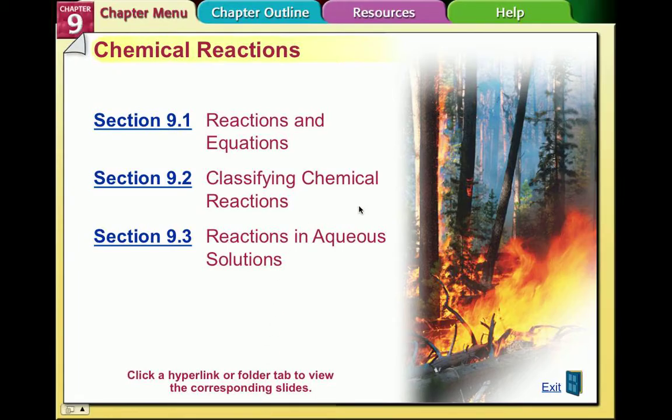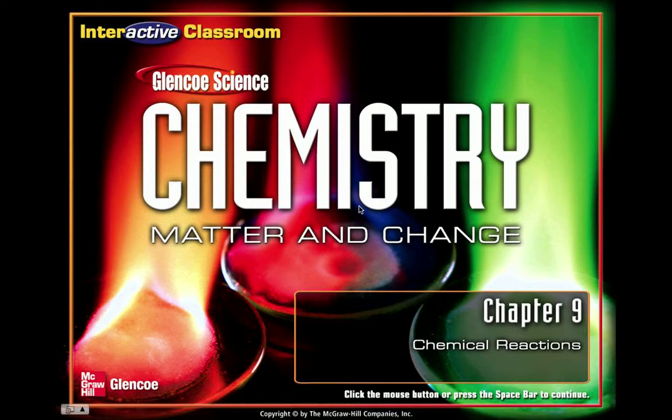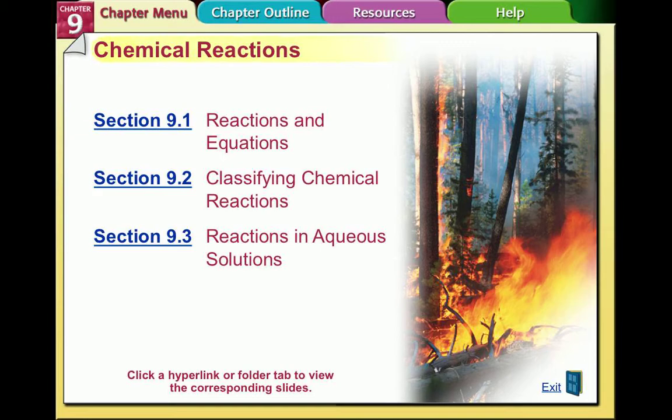Okay, ladies and gentlemen, we are going to take some notes over Chapter 9, which is on chemical reactions. In Chapter 7 and Chapter 8, we learned how to write the chemical formulas and to name chemical compounds, which is basically like learning how to write the words of a sentence. In this chapter, we learn about reactions and equations, which is taking those words that we learned how to write in the last two chapters and make a sentence.